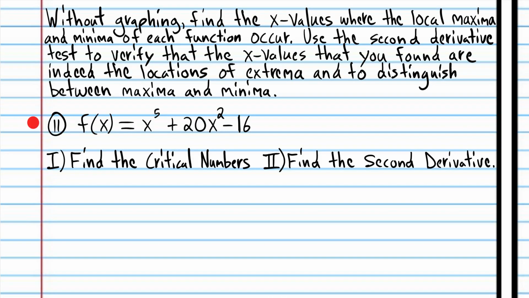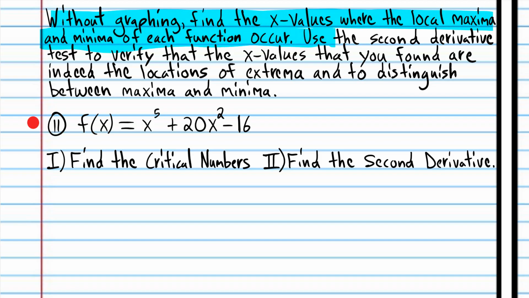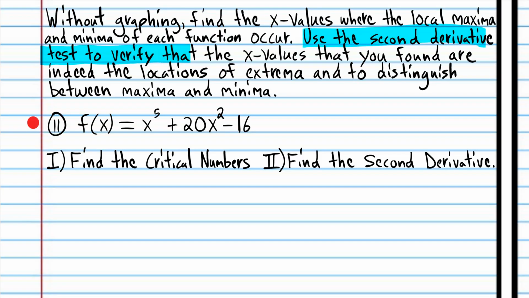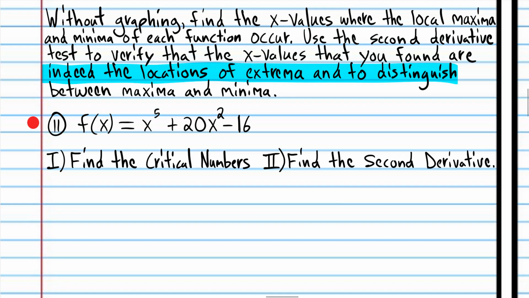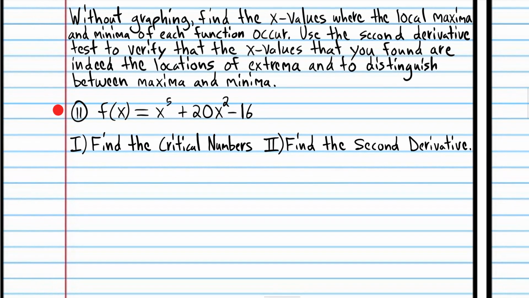So we're going to find the x values where the local maxima and minima of each function occur, just like we did in the previous class. But now we're going to use the second derivative test to verify that the x values that we find, the critical numbers, are indeed the locations of extrema, because sometimes they're not. For example, if you have a graph that looks like this, this x value is a critical number, but the y value at this point is not a maximum or minimum value.